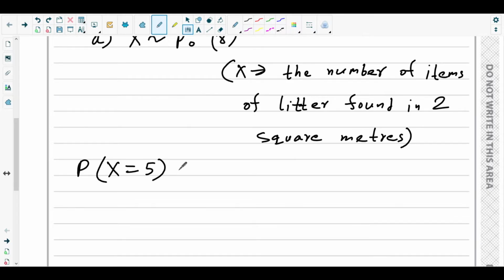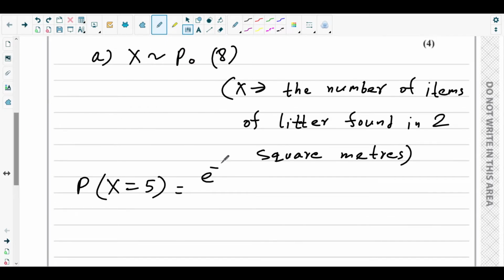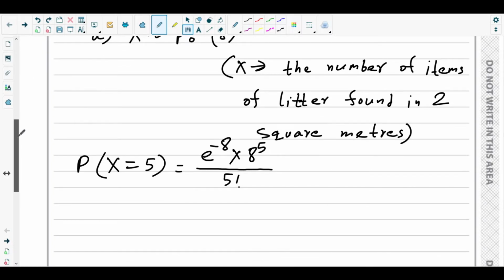We know that the formula for finding the exact probability in the Poisson distribution is e to the power negative lambda, where lambda is the mean, times lambda to the power x, where x is the number of outcomes. Here lambda is 8, so 8 to the power 5, over x factorial, that is 5 factorial.